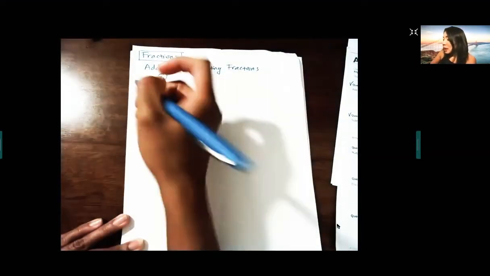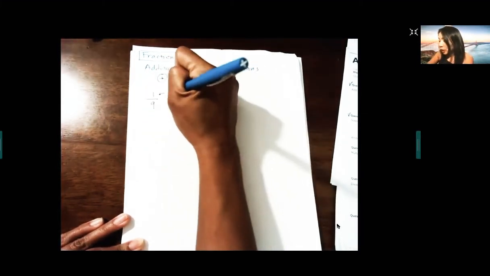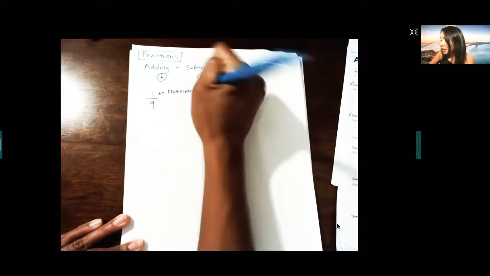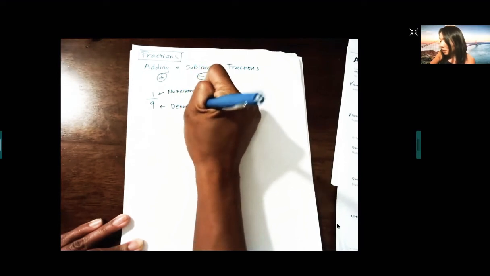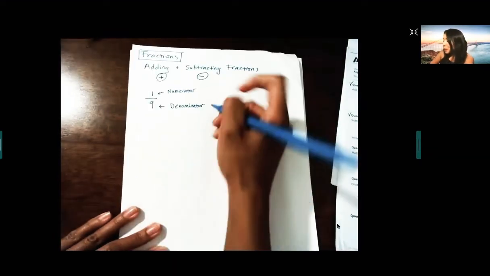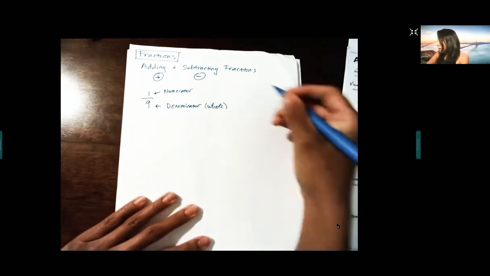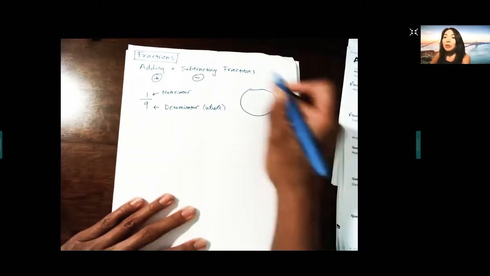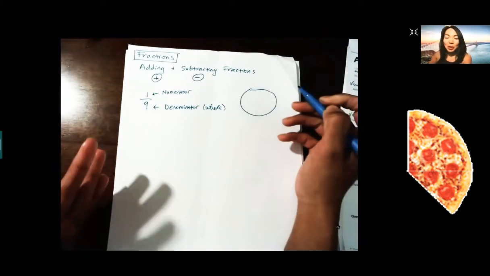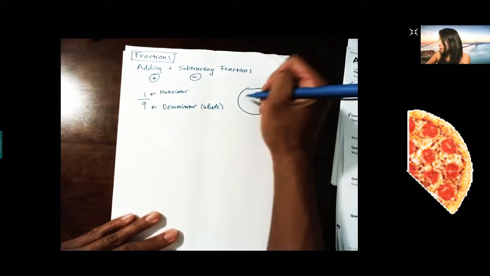So fractions, I'm going to just put the number 1/9 here. The top of the fraction is called the numerator, or we call it the top. And the bottom of the fraction is called the denominator. And the denominator represents the whole. So in other words, if you were to draw a big circle, then they would say that this whole pizza or circle has 9 different parts to it. There's a whole with 9 equal parts.